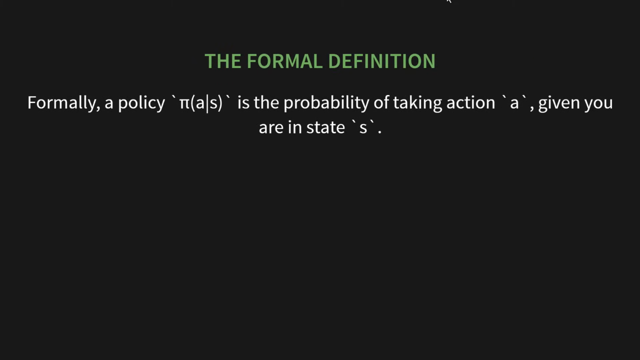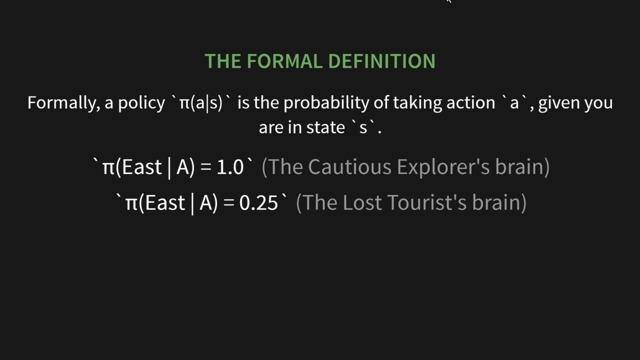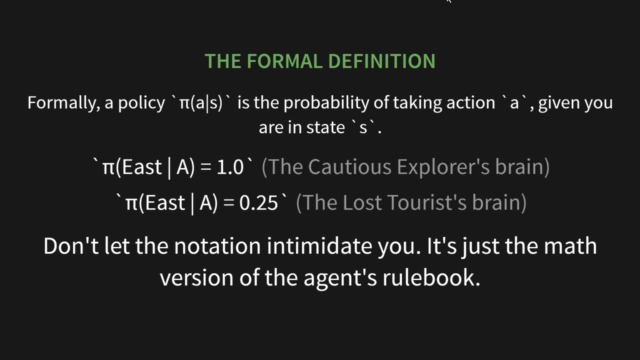Formally, we write a policy like you see here. Now, don't let the notation intimidate you. All this says is, the policy is the probability of taking action A given that you are in state S. That's it. So, for our cautious explorer, the probability of going east from state A was 1.0. For our lost tourist, it was just 0.25. It's just the math version of the agent's rulebook.